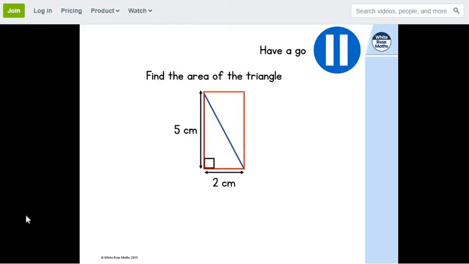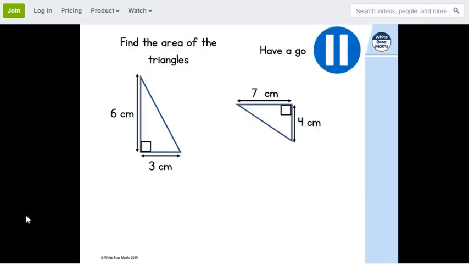So, we're going to have a look at using the rectangle. Let's complete our rectangle. The area of it would be 10 centimetres squared. But we only want half of that because the area of the triangle is half of the area of the rectangle, so it is 5 centimetres squared.